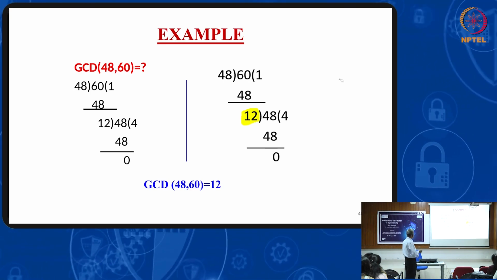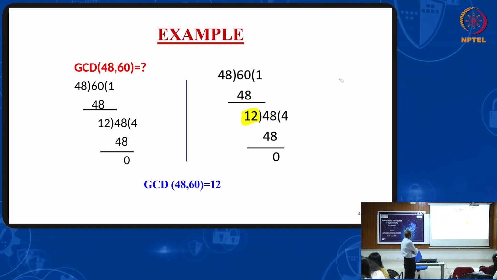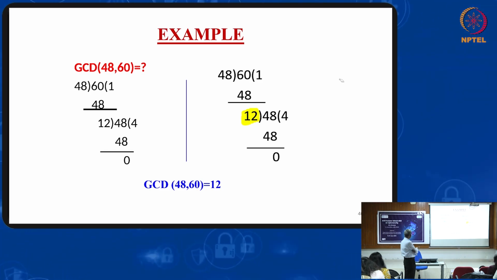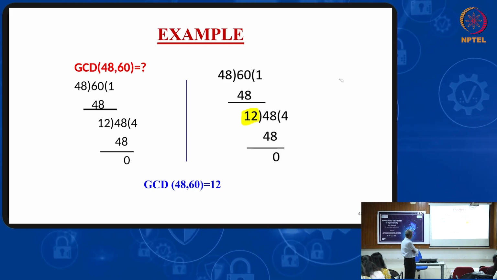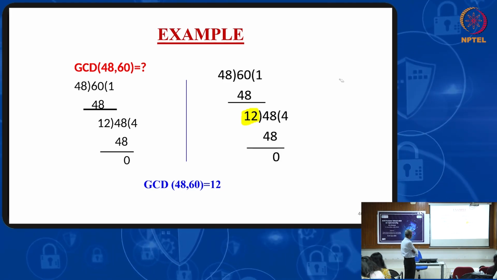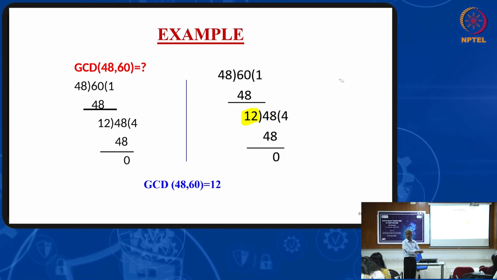One more example: 48 and 60. With 12 you get 0. So the greatest common divisor between 48 and 60 is 12. Is it okay?